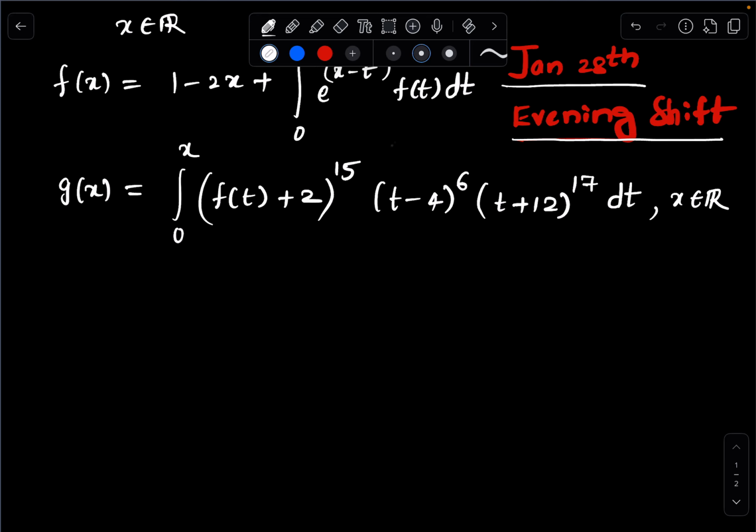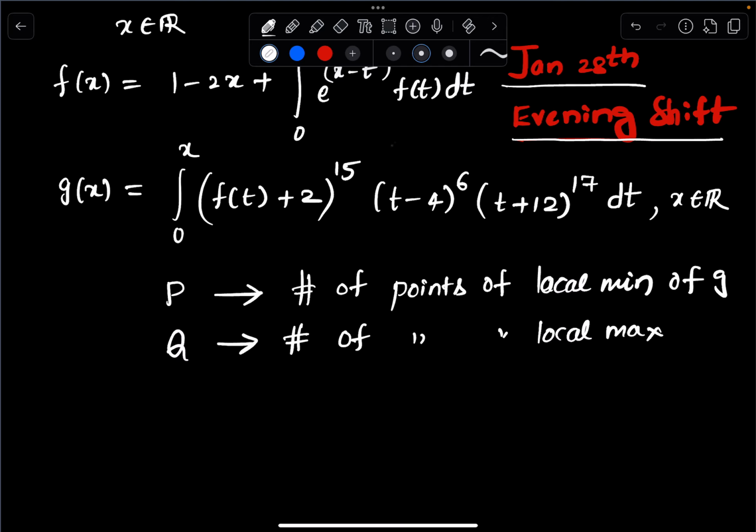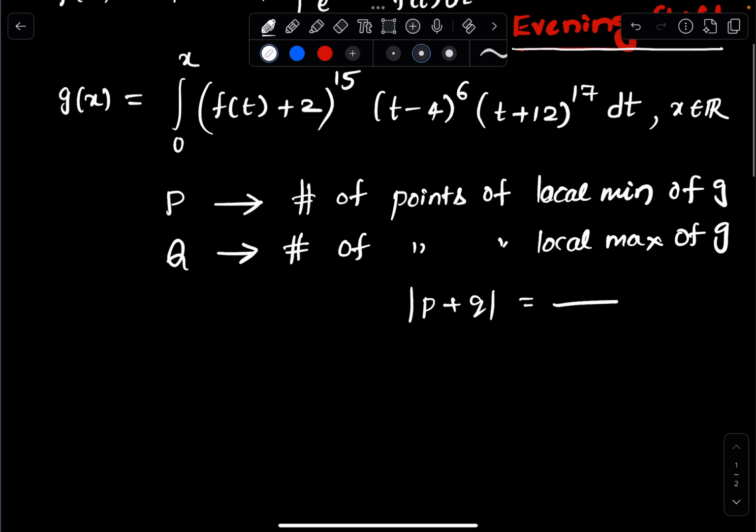So what is given? It is given that p is the number of points of local minima, and q is the number of points of local maxima of the function g. And we had to find out the value of mod p plus q. The question goes something like this.